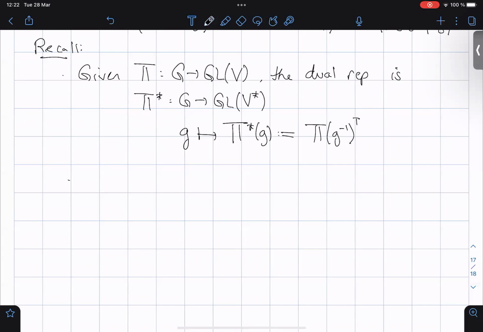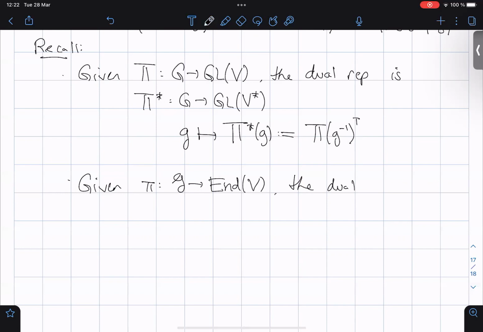So that's for the group. At the Lie algebra level, how do you construct these? Well, just like you usually do, to get from the Lie group to the Lie algebra, you take curves through the identity and then differentiate them at the identity.